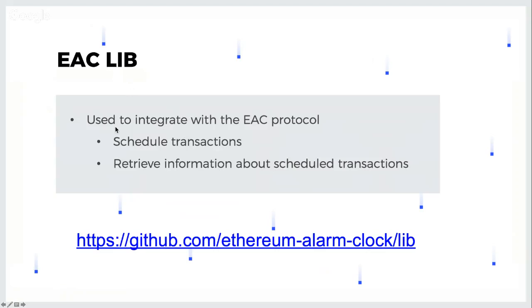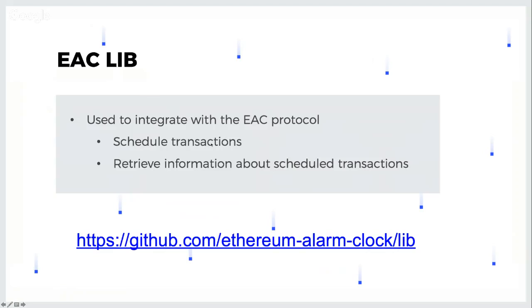So using this library, we have the link here to our GitHub page where you can read all about the library and you can check out the source code and everything. If you go to github.com/ethereum-alarm-clock/lib, you can find our Ethereum Alarm Clock library. Basically, this library is used to schedule transactions.